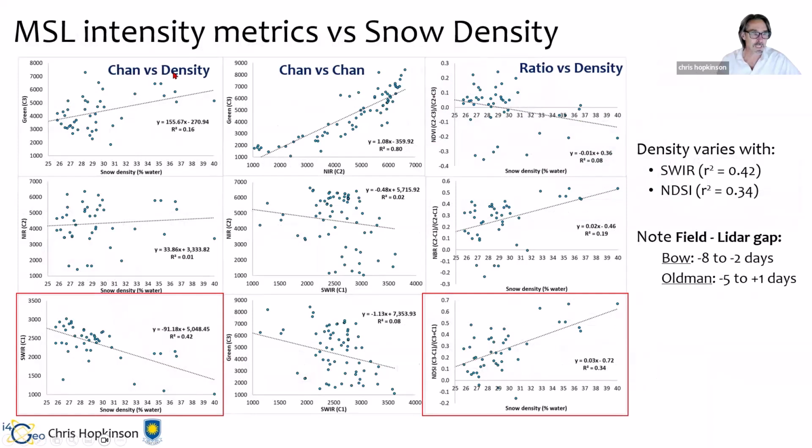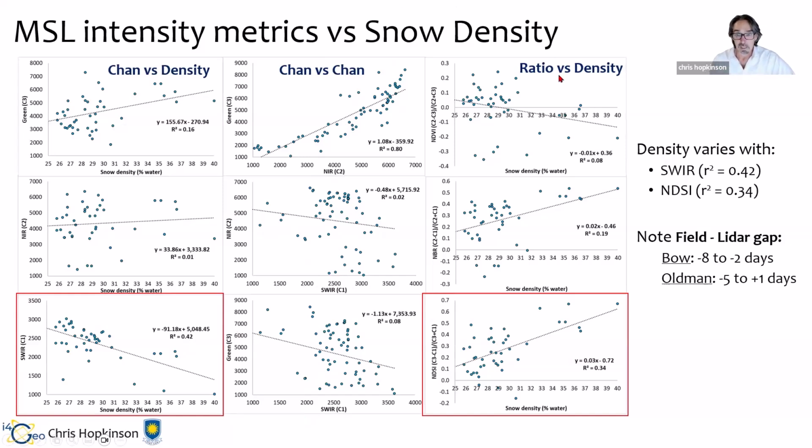So here we've got the individual channels versus density. So green, near infrared. The best of the three was shortwave infrared. Maybe not surprising, but R squared of 0.42, so not very strong, but also quite noisy data, so quite encouraging. Here's our channel-to-channel regressions. Green and near infrared, quite highly correlated, not highly surprising. Near infrared and SWIR, and green and SWIR are less co-varying.